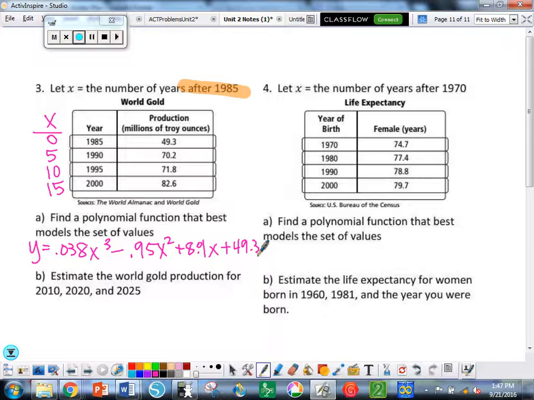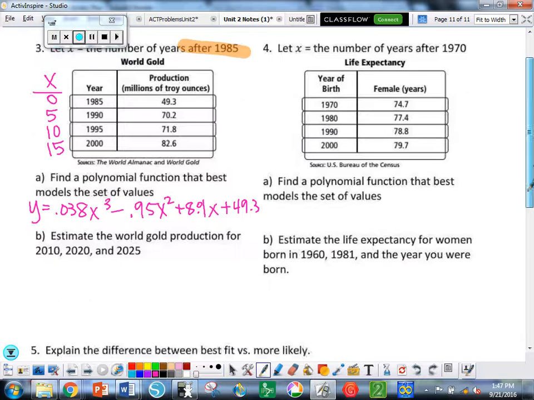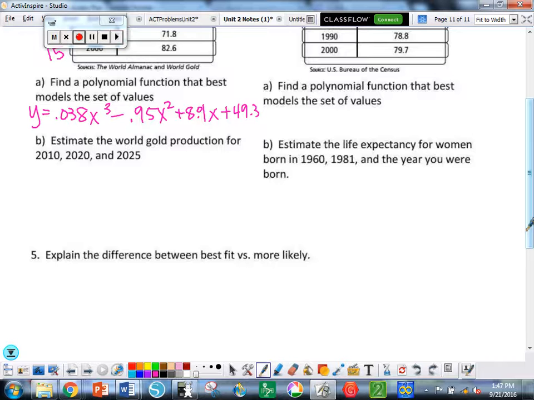Now, how do I estimate what happens to the world gold production for those years? Well, first of all, what are the x values for those years? In 2010, how many years after 85 is that? 25 years after 85. If 0 is in 85, 2010 would be 25 years out, and then 2020 would be 35, and then 40. So I want to know what happens when x is equal to these three things.